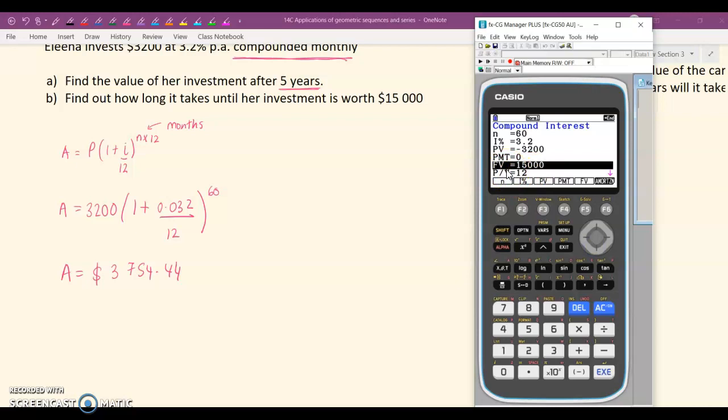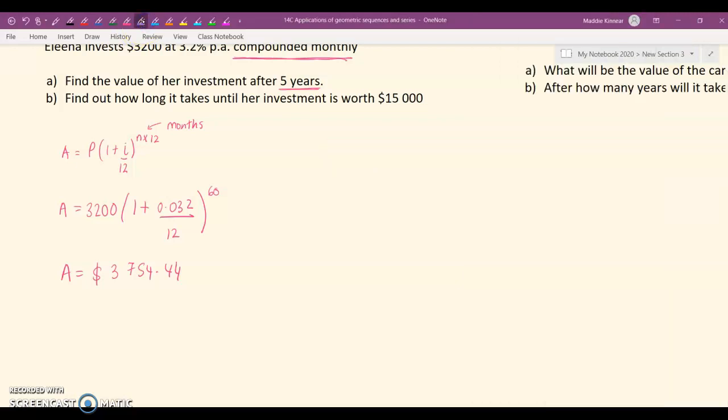Our future value is what we want to find. We don't know what that is, so we'll just leave whatever number's in there. Don't need to change it. Now our PY and CY values both need to be 12 because if we're compounding monthly, the payments are made each month as well. So 12 and 12 for each of those. This question asks us to find the value of her investment after 5 years. So we want to find the future value of this investment, which gives us the same answer, $3,754.44.